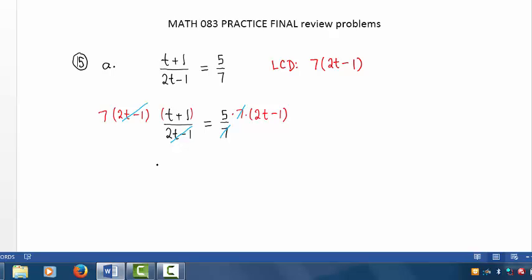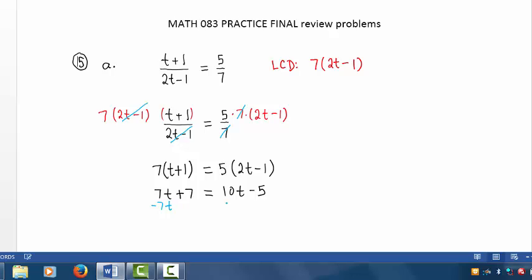On the left hand side of the equal sign we have this 7 and this t plus 1 factor. 7 times the quantity t plus 1. On the right hand side of the equal sign we have 5 times the quantity 2t minus 1. 7t plus 7 after distributing. On the right hand side 10t minus 5.